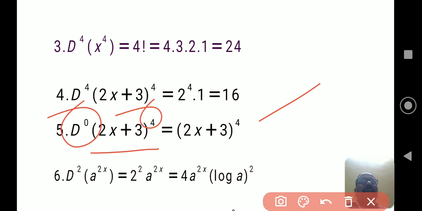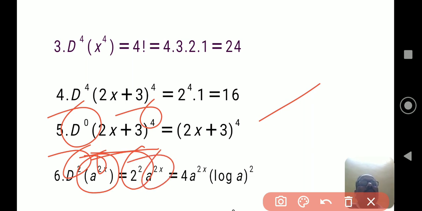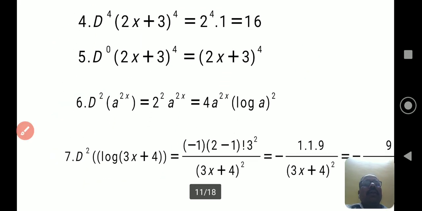Again, you are differentiating: the second order derivative of e power 2x can be written as a, that is 2 to the power of n, means 2 square. You are finding the second order derivative, a power 2x as it is. The final result is 4 a power 2x log a whole square. Okay, this is the result finally.